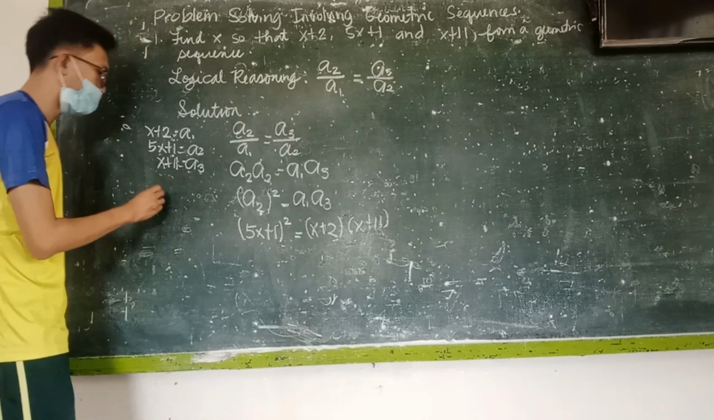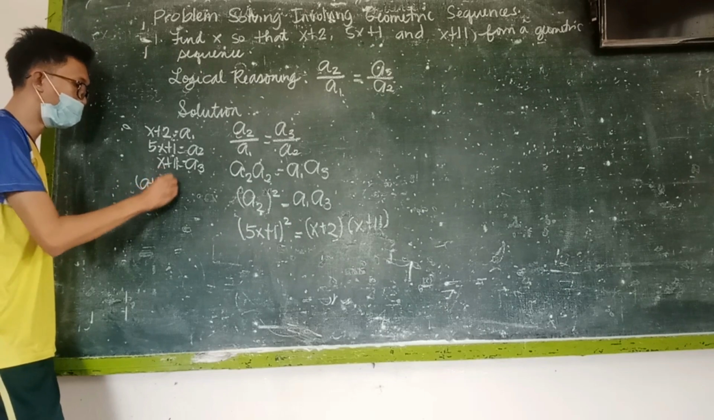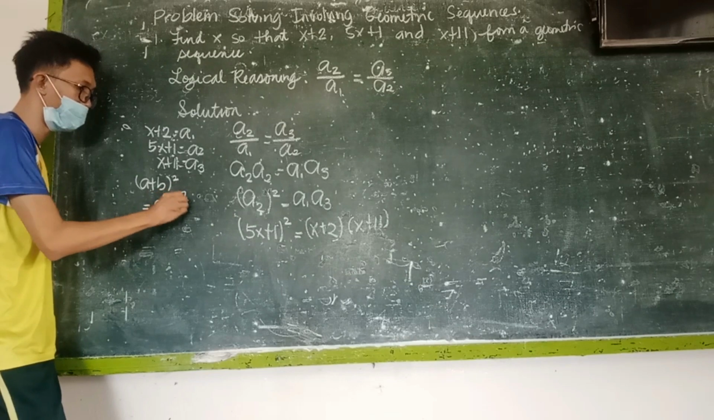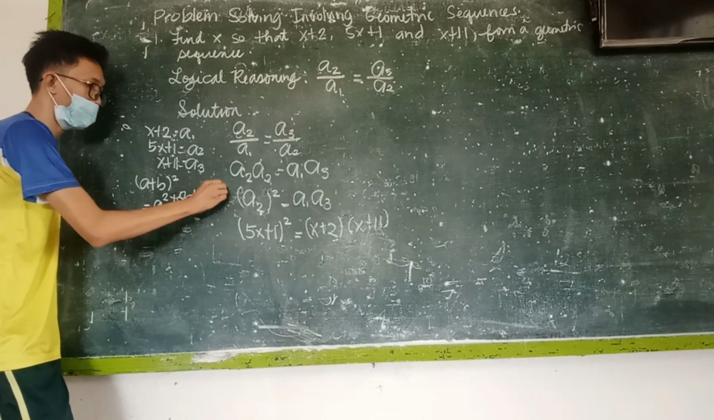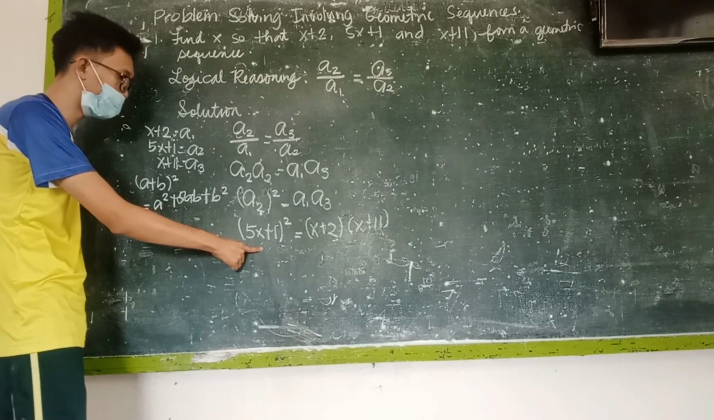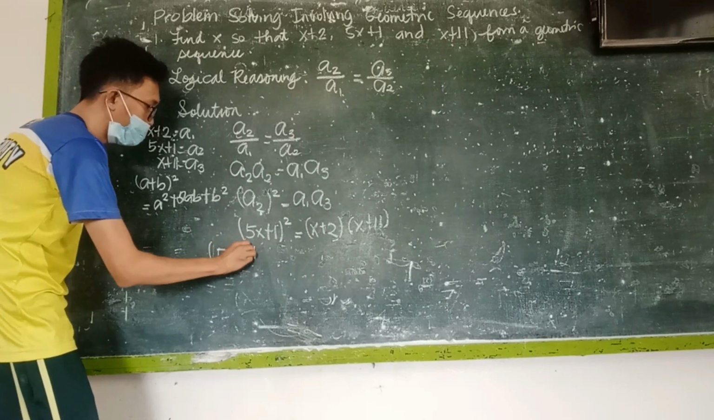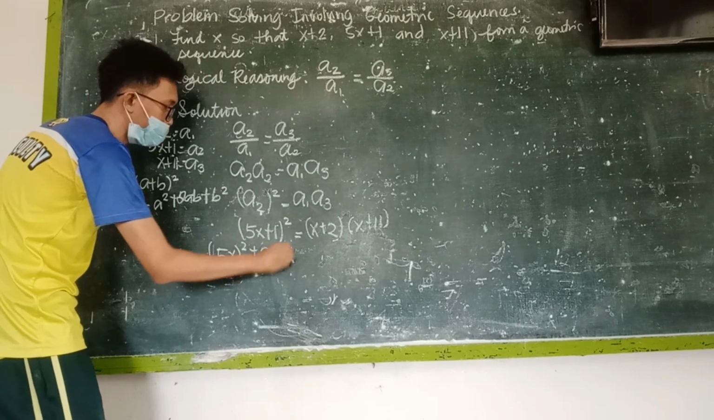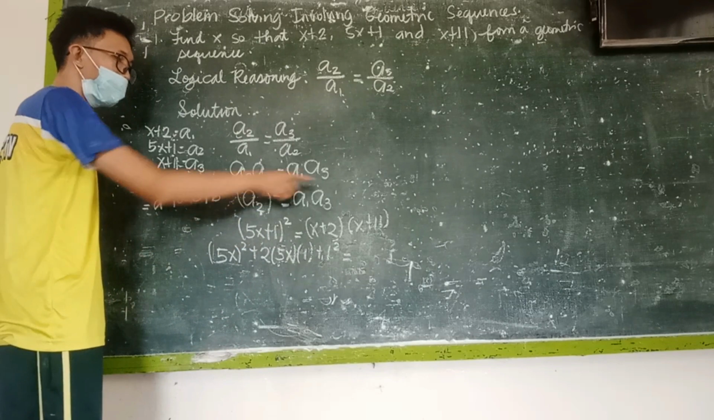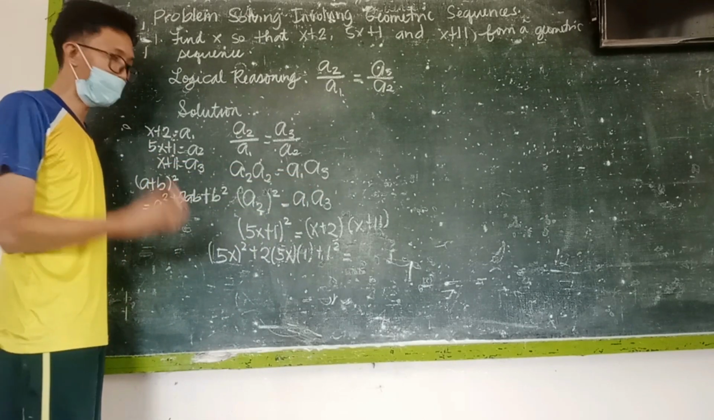Sa square of a binomial natin, a plus b raised to the power of 2 is actually equal to a squared plus 2ab plus b squared. Ngayon, yun ang gagamitin natin para makuha itong 5x plus 1. So, magiging 5x raised to the power of 2 plus 2 times 5x times 1 plus 1 squared is equal to, dito naman sa kabila, sa right side, we will use the FOIL method, the first, outer, inner, last method.